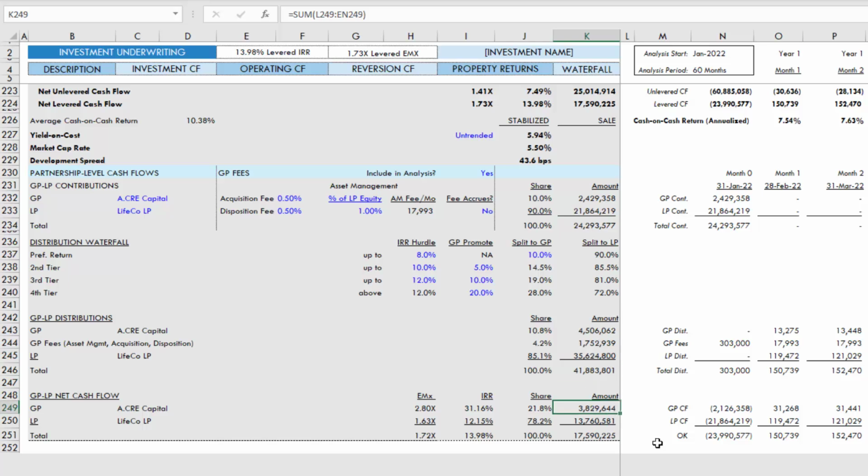And then you see the net cash flow. So this is the combination of both the contributions and the distributions to each of the partners, an equity multiple calculated for each of the partners, and an IRR calculated for each of the partners.